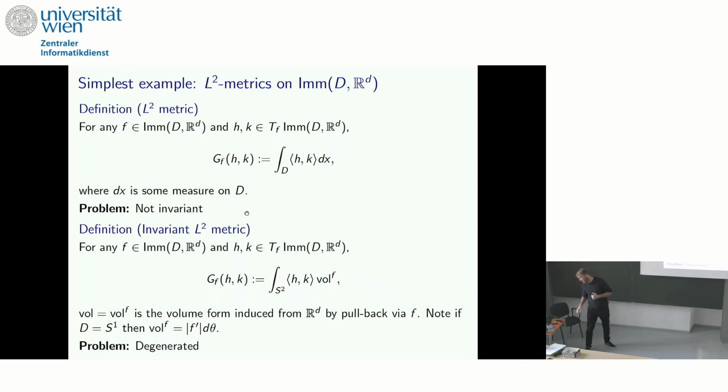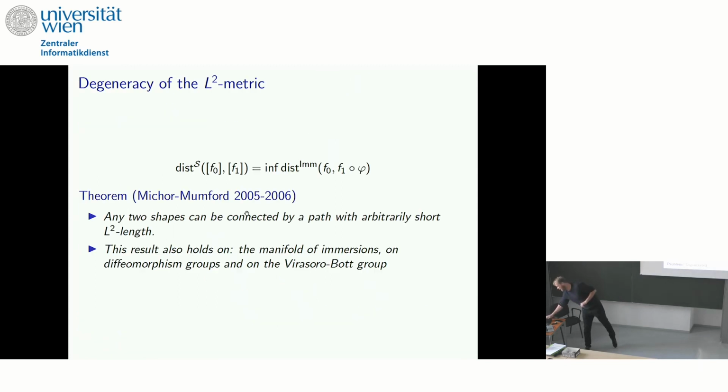Why does this not work? I mean, it works, but why is it not a good idea for shape analysis? It's maybe the most natural example of a Riemannian metric in infinite dimension that has zero geodesic distance. What do I mean by zero geodesic distance? I mean that given any two surfaces, there exists a path of arbitrarily short length connecting them. So since the geodesic distance is defined as an infimum over all of these paths, I get zero distance.